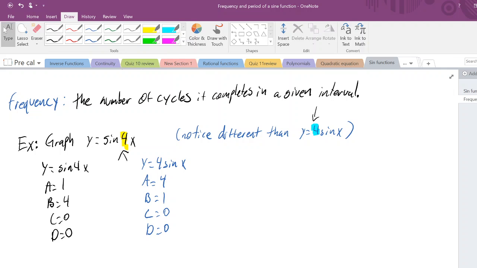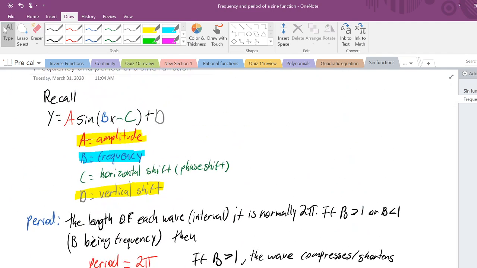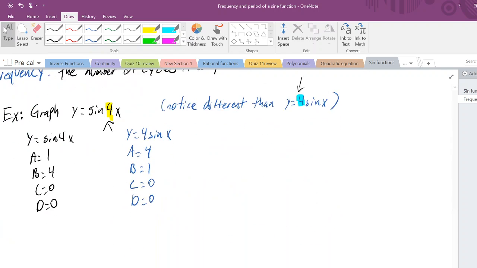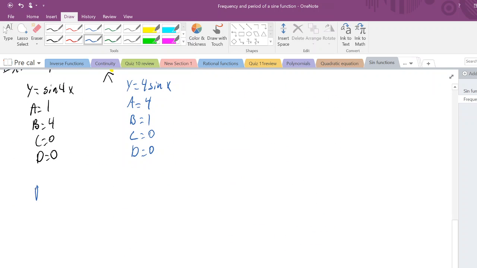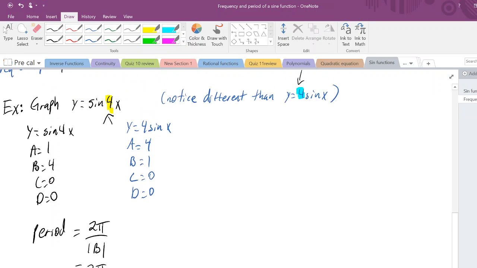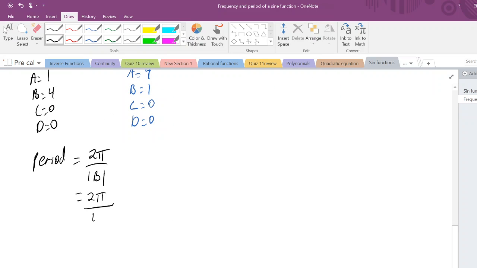Now, in this case, if I look back, it says the period is equal to 2 pi over the absolute value of b. So my period is equal to 2 pi over the absolute value of b. In this case, I have 2 pi over the absolute value of 4, right? So it's over 4, which is equal to just pi over 2.